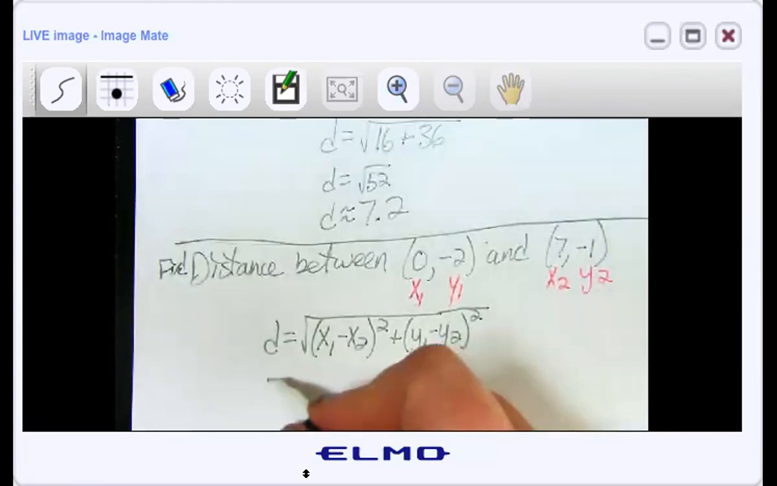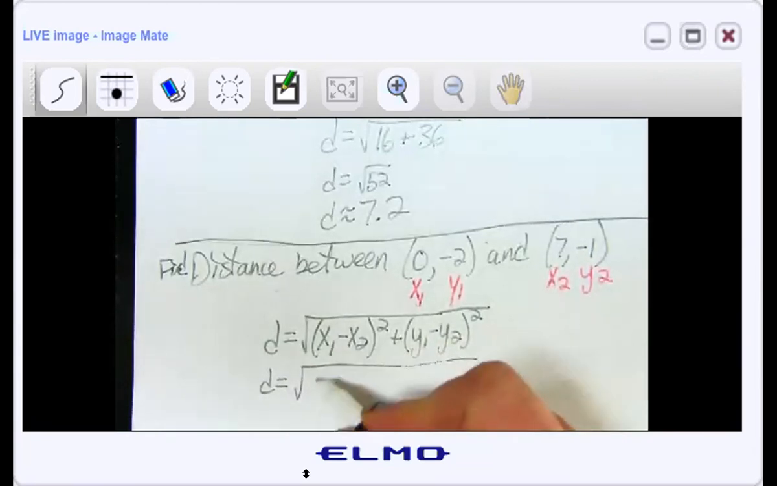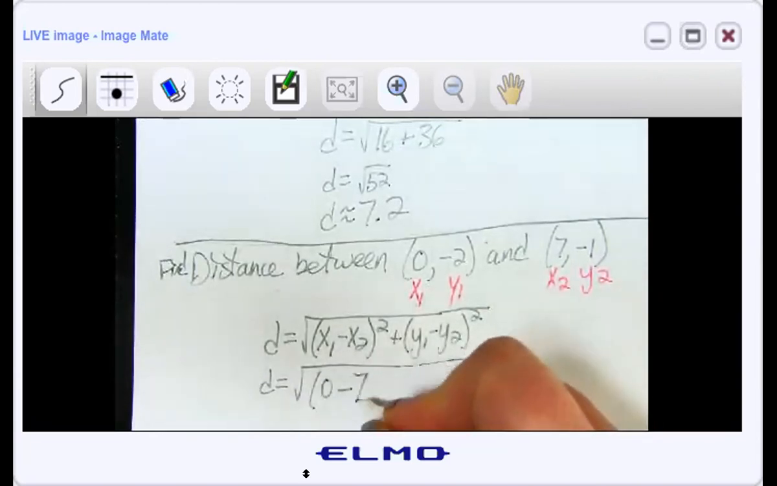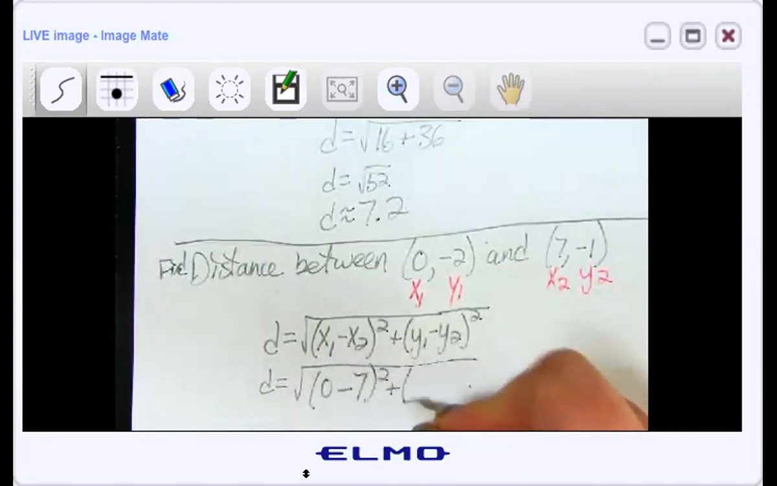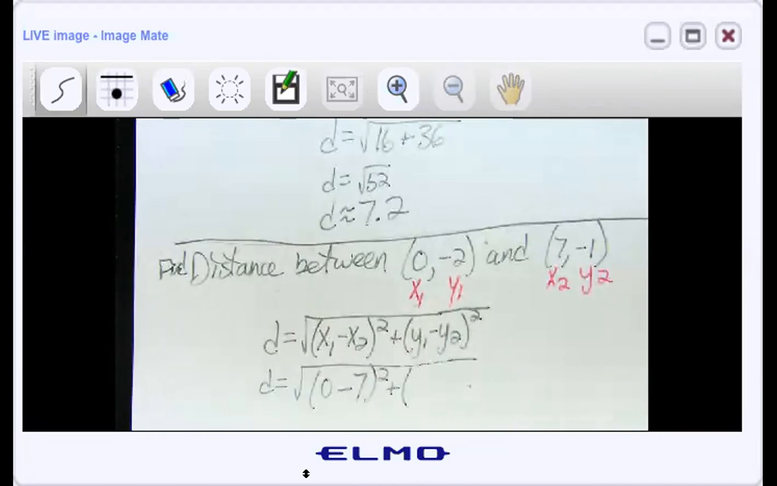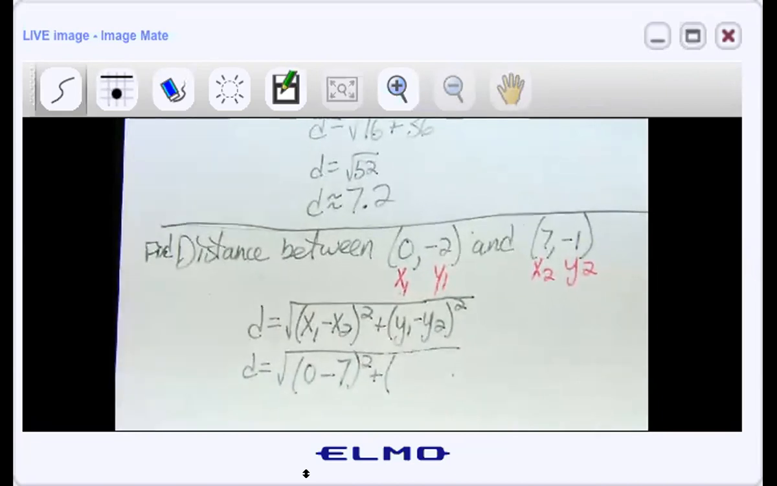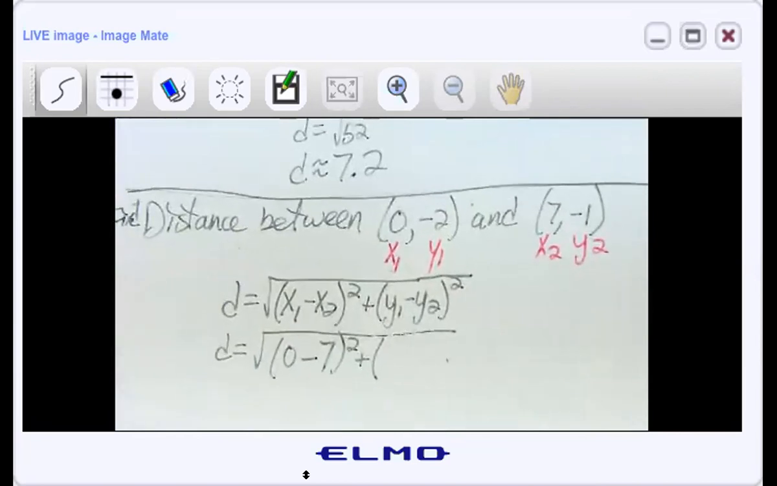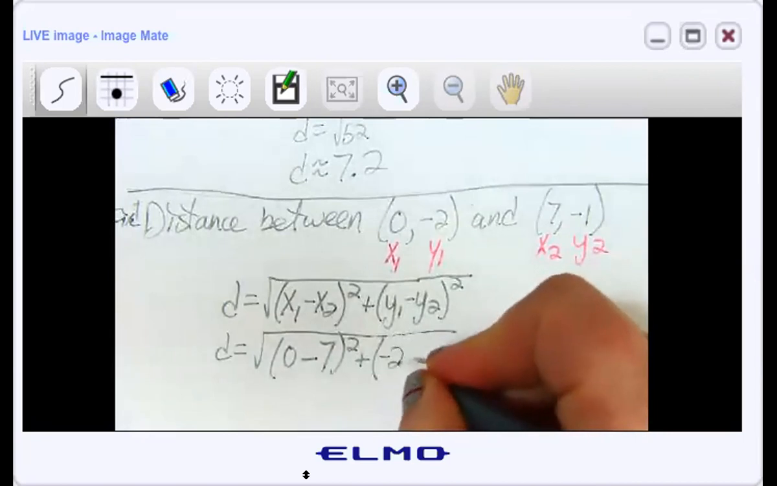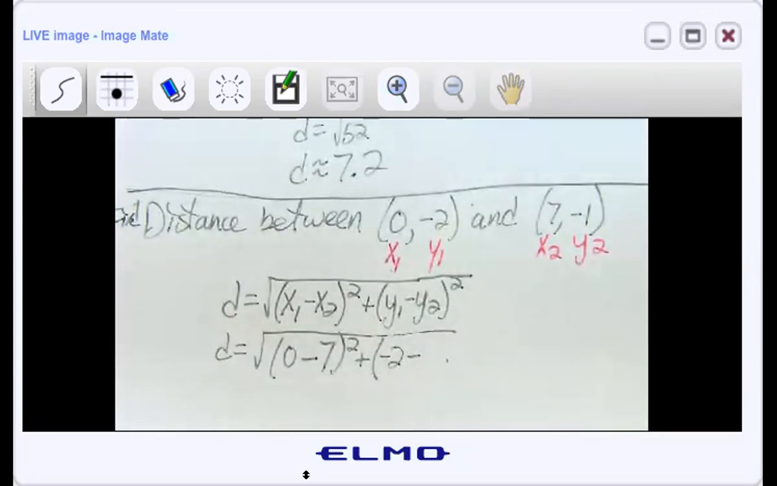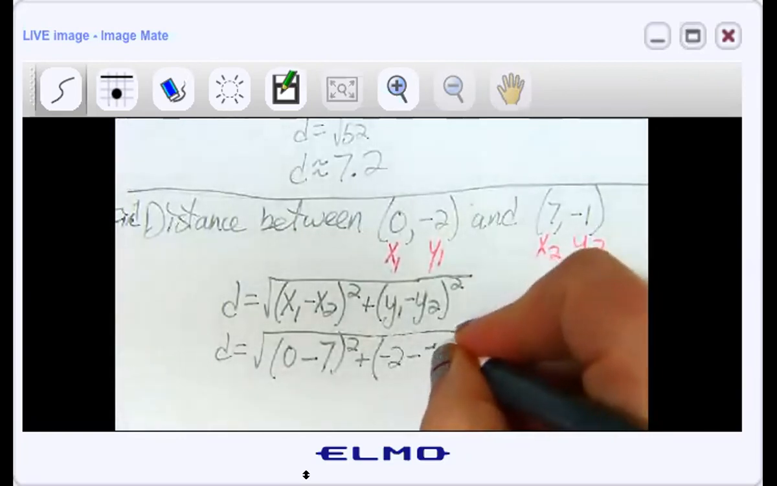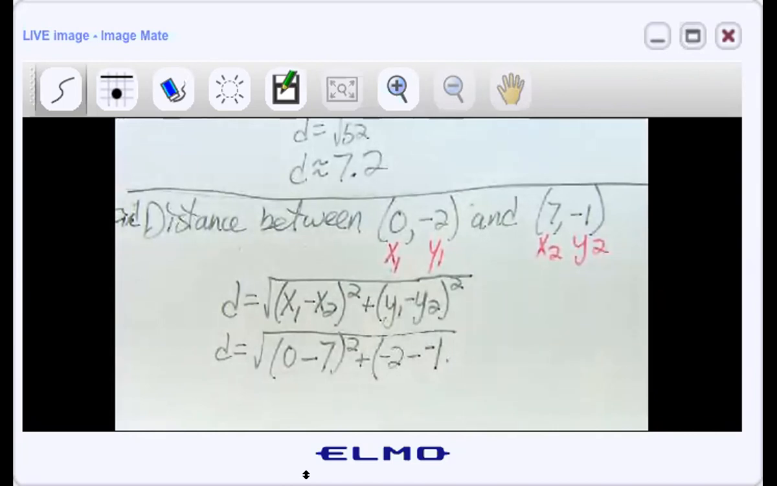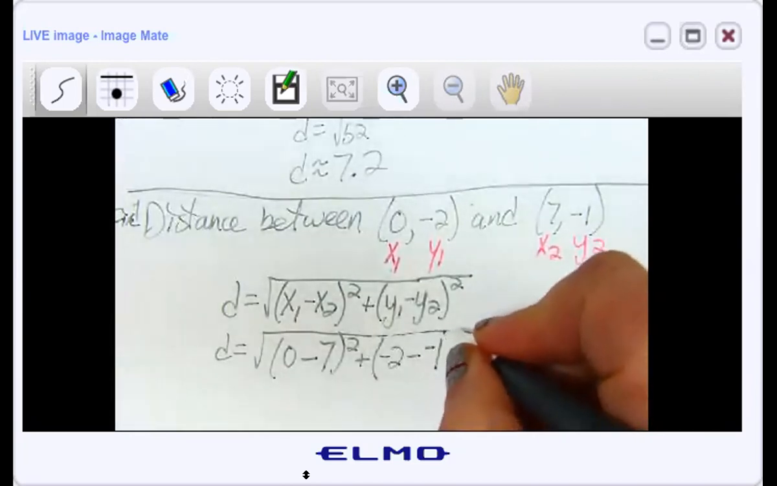So let's see. I have x1 as 0 minus x2, which is 7. Close it and square it. Now, be careful. Watch what's going on here. Everybody pay attention if you haven't paid attention yet. Watch. y1 is -2 minus. You're always going to minus. And then I got to look what y2 is. In this case, it's -1. So I have minus -1. So you guys all know what happens when I have minus a negative. What do I have to do?